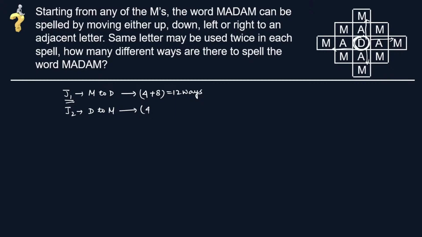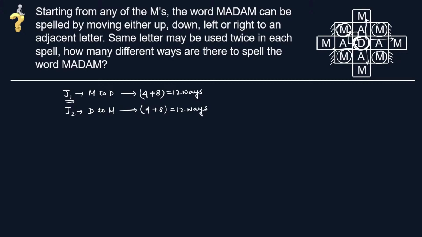Now we will consider from this D in how many different ways we can reach this M. There are 2 ways. Either I can go by this way or by this way. So to reach this M from this D, there are 2 ways. Similarly, there are 4 such positions of M. So from this D, if you want to reach these 4 positions, there will be a total of 8 different ways. So the total number of ways to reach from D to M is again 12 ways.